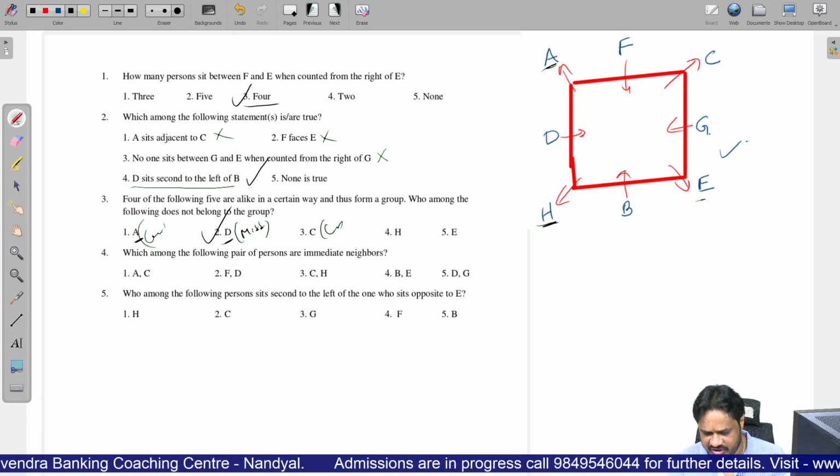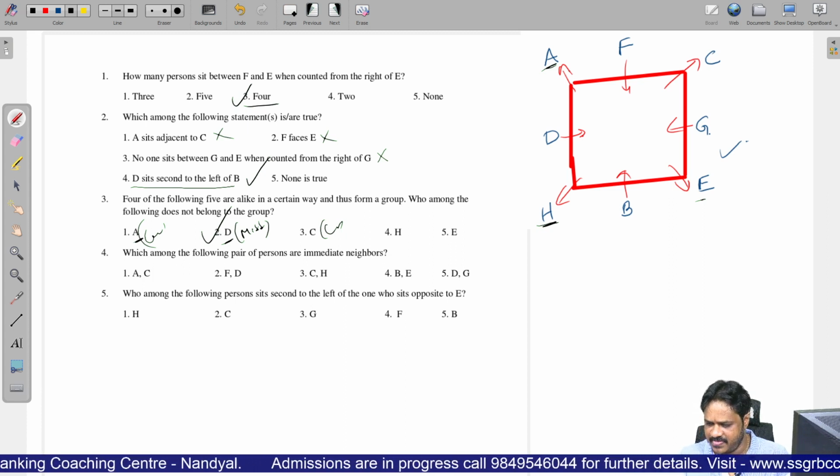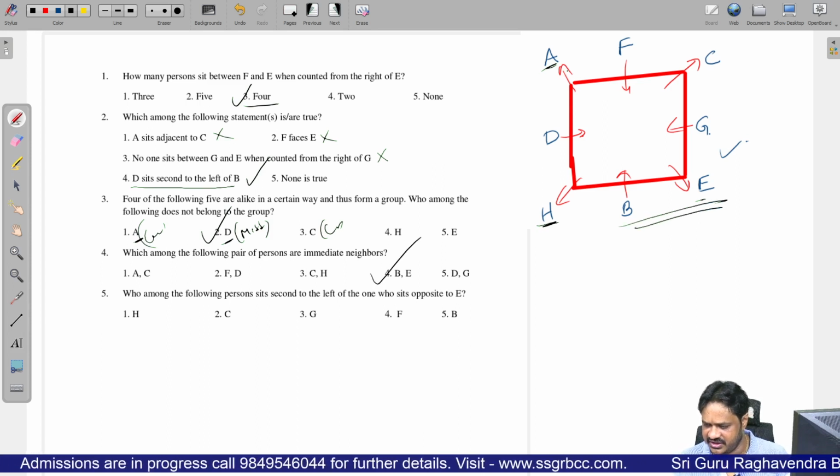Which of the following pairs are immediate neighbors? A and C, they are not neighbors. F and D, they are also not neighbors. C and H, they are not neighbors. B and D, definitely they are neighbors.